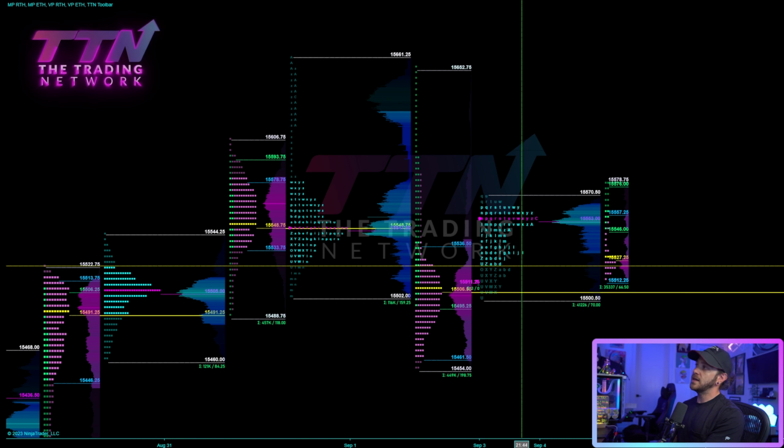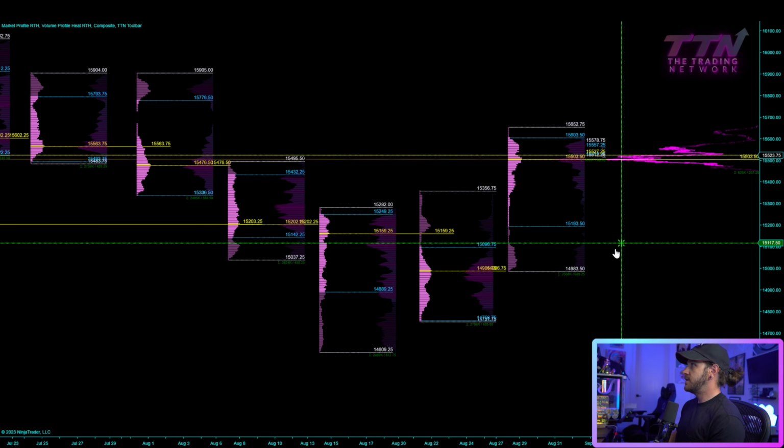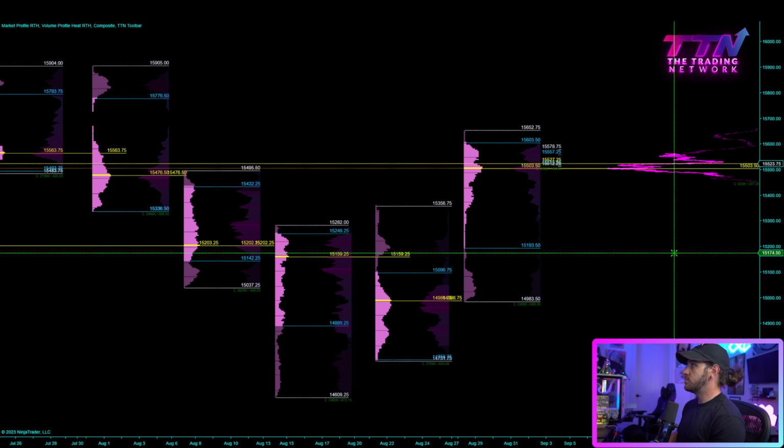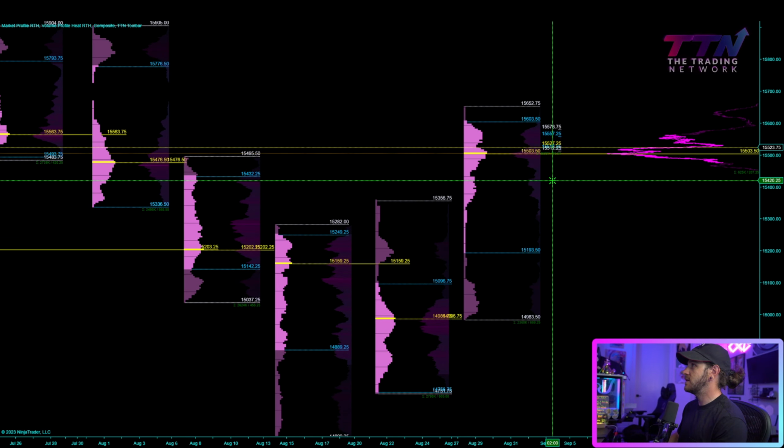Give me just one second and I will switch over to the NQ weekly profile and we will discuss some higher time frame levels. Alrighty, so let's dig into some NQ weekly profile here. You can see currently we are right around the POC from last week, 15,503.